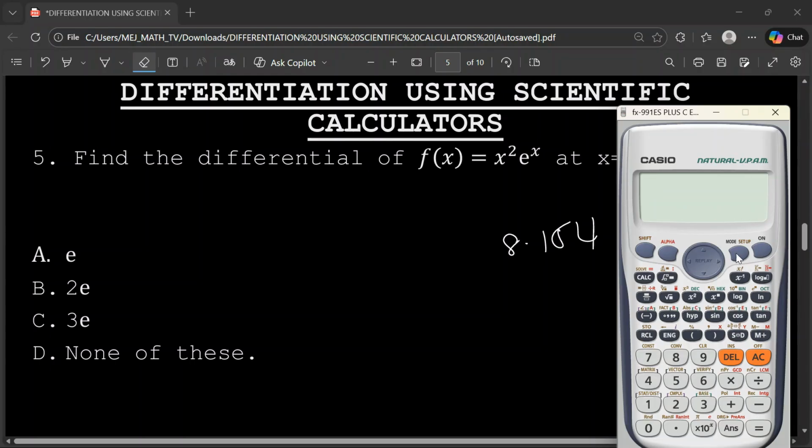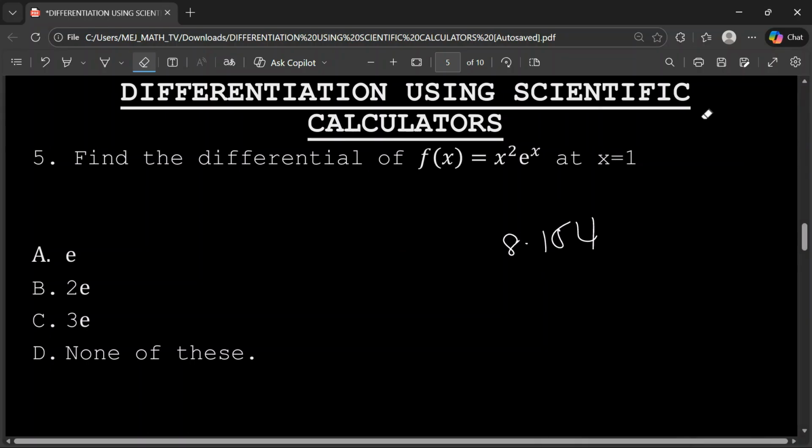5.436. Then finally, what's the value of 3e? That is 8.154. And so option C is the correct answer.